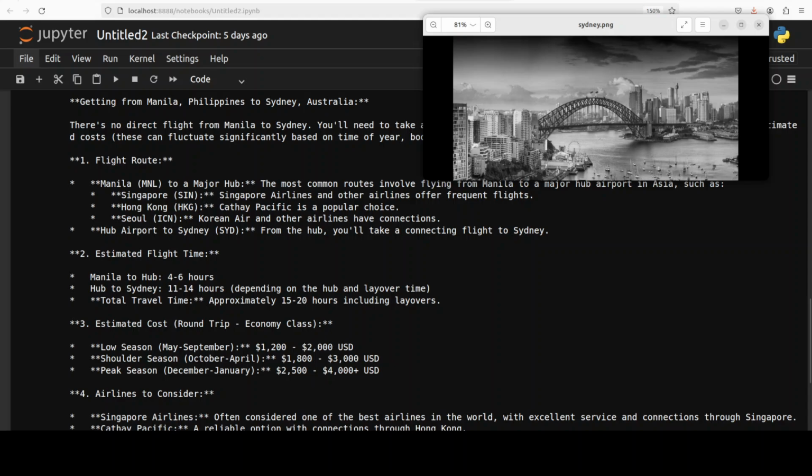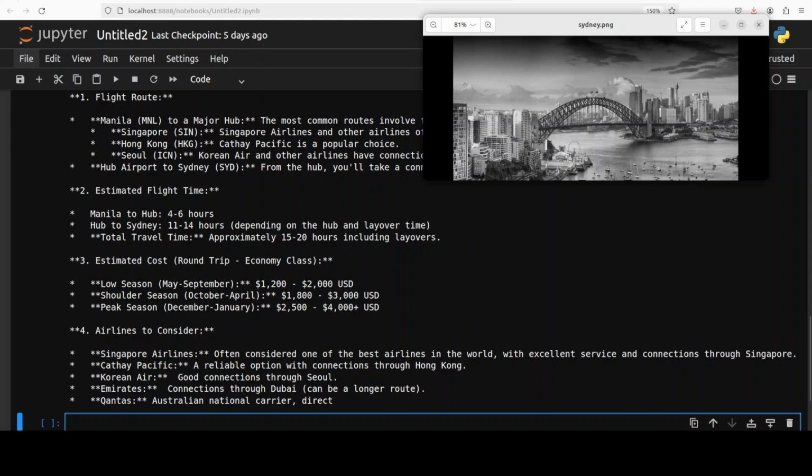Hub to Sydney, maybe not really, maybe a bit too long, not 11 hours, 9 hours, I would say. So just talking about some of the pricing and then a few of the airlines to consider. Look, the answer is quite well formatted, quite reasonable, I would say. Factually, not correct, I would say, in terms of my second question. But as far as vision capabilities are concerned, it has identified the location quite well, I would say.